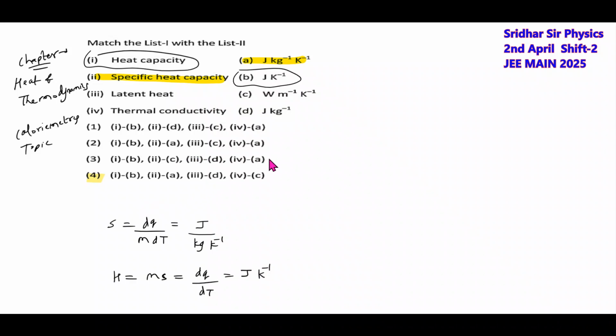Okay, these two are rolled out. Between these two, we'll check it. Latent heat, Q equal to mL. Latent heat will be Q by m. This will be joule per kg. This will be latent heat. So therefore, this should be your option.